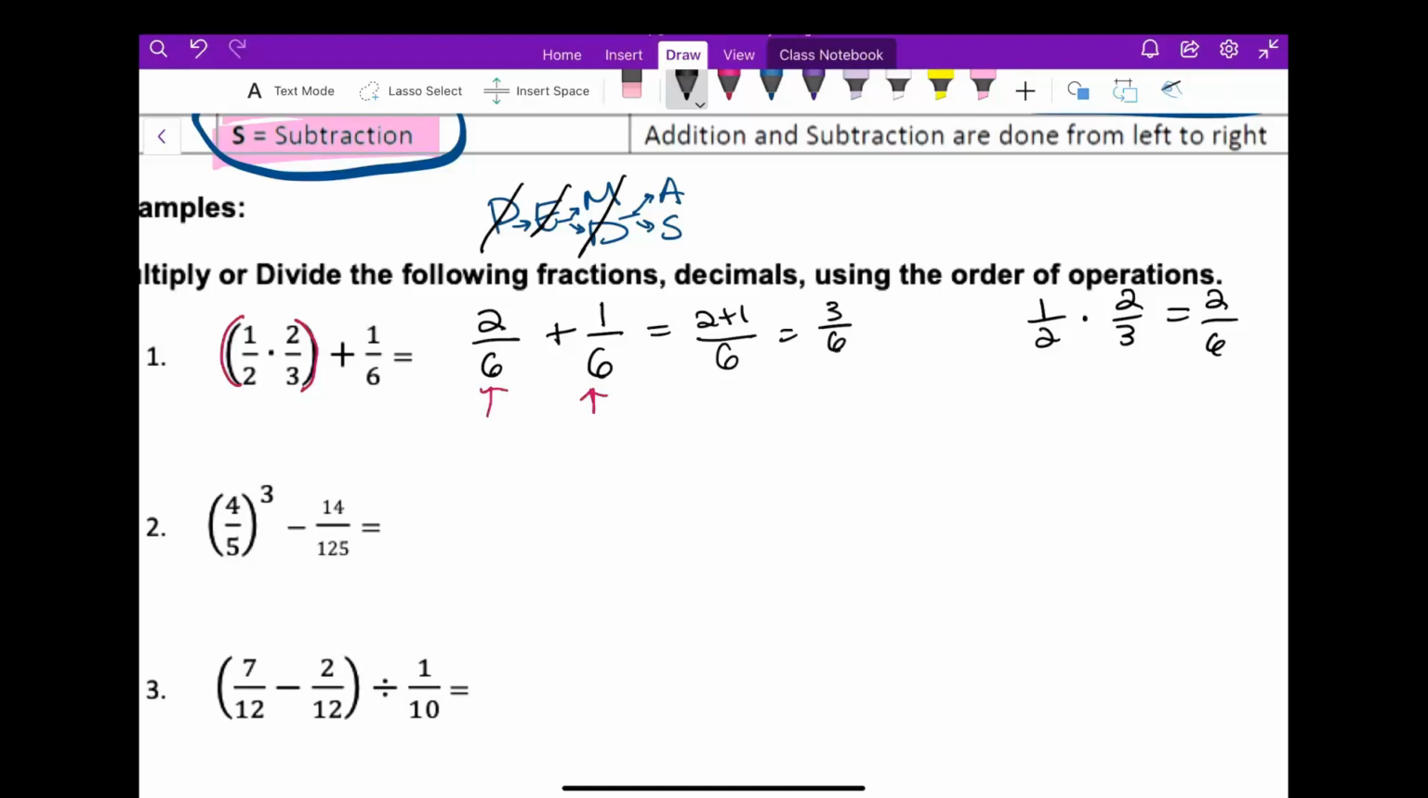Last step of any expression is to simplify. So we have 3/6. How do we simplify? We use common factors. For 3, I see 1 times 3, and for 6, I see 2 times 3. 3 and 3 are the same, so we end up with 1/2.